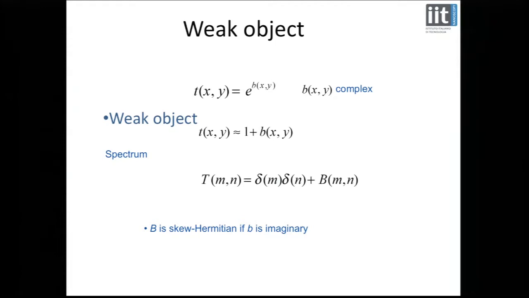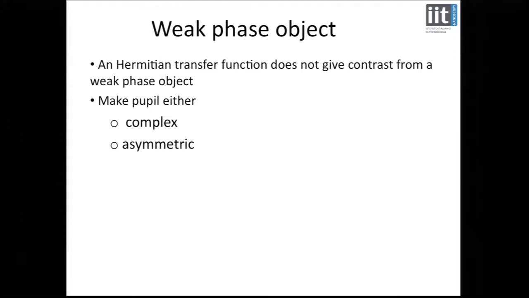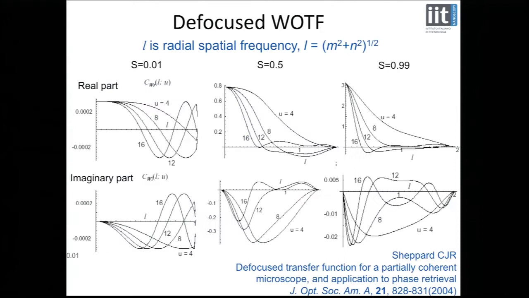I'll skip this one. And skip this one. This is just deriving why this weak phase object works. I'll skip this one as well. Let's go on to this.